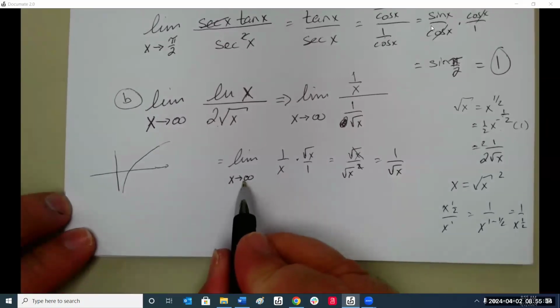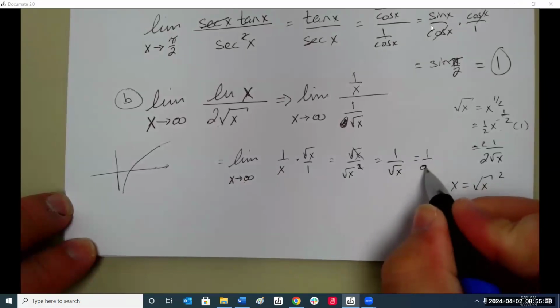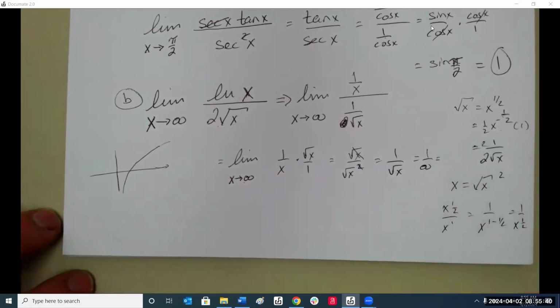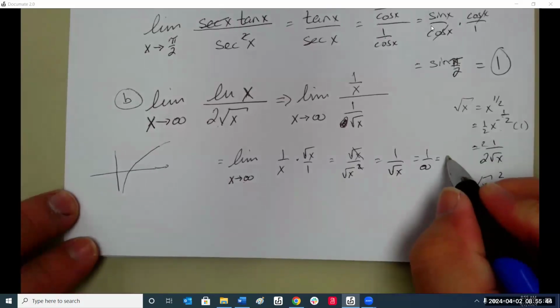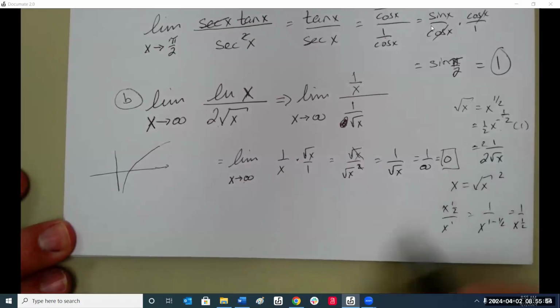So as x goes to infinity, 1 over infinity is what? As the bottom gets larger, the number gets smaller. So it goes to 0. So for this one, the answer is 0.